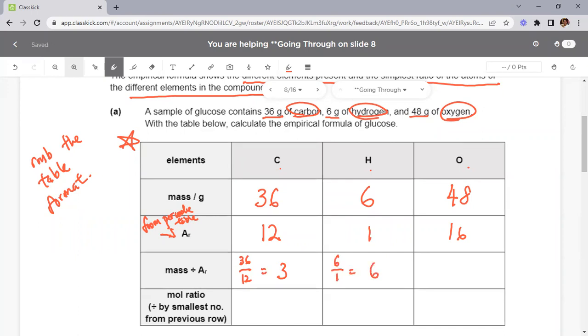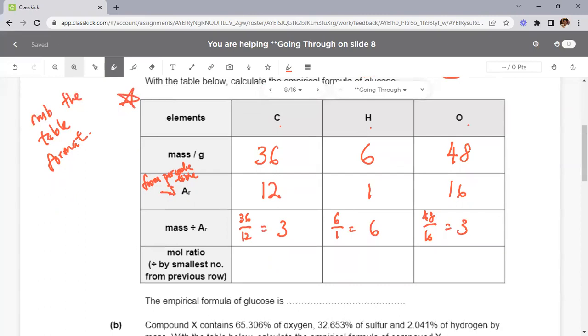48 divided by 16, your answer is going to be 3. But you can see here, 3:6:3 is not the lowest ratio. Now I need to find the mole ratio, right? What do you do to find the mole ratio? You divide by the smallest number from the previous row. So 3, 6, and 3, the smallest number is 3.